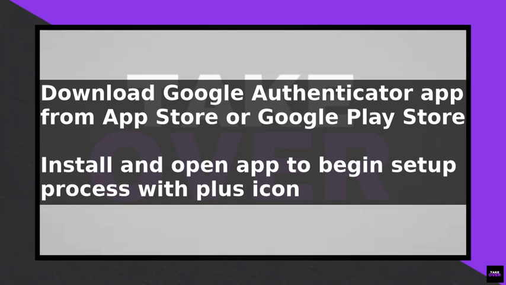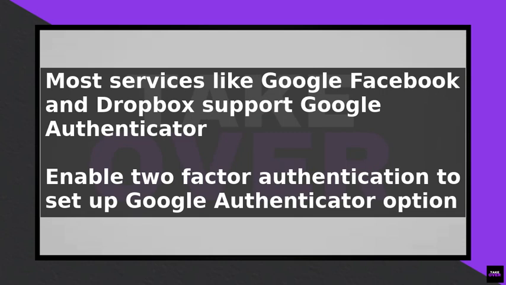Once installed, open the app and tap on the plus icon to begin the setup process. You will be prompted to scan a QR code or enter a setup key provided by the service you want to secure. Most services such as Google, Facebook, and Dropbox support Google Authenticator.